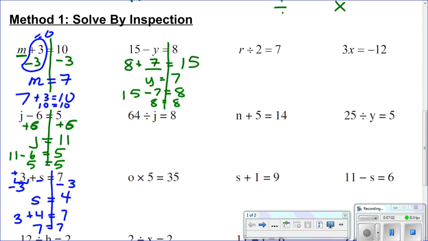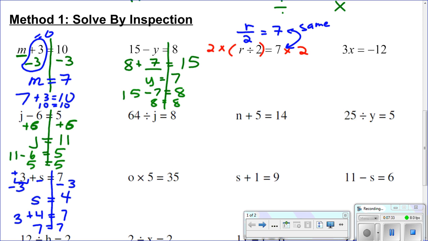Okay, I'm going to show you 2 more examples, and then you're going to try the rest on your own. So this one is r divided by 2 equals 7. You might also see it written as a fraction, r over 2 equals 7. These mean the same thing. If we're dividing by 2, to cancel out the divide by 2, we need to do the opposite. So we are going to times by 2.